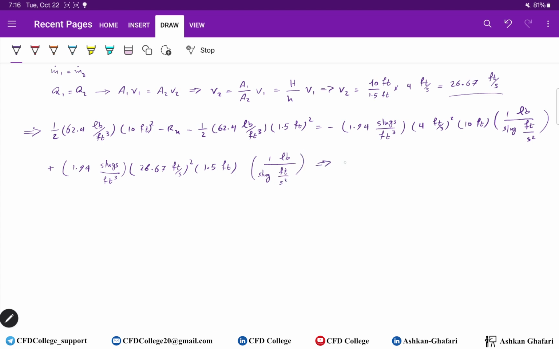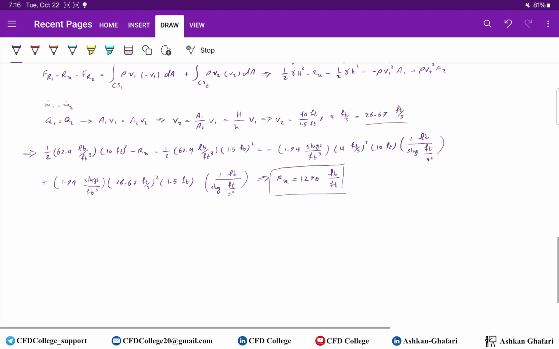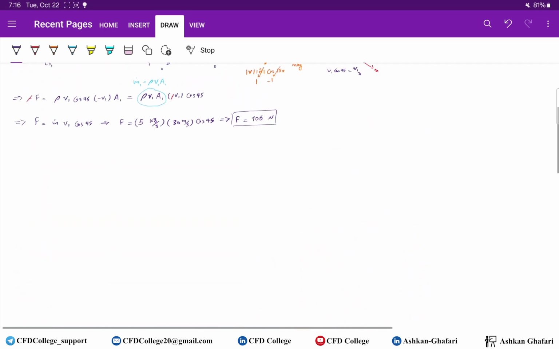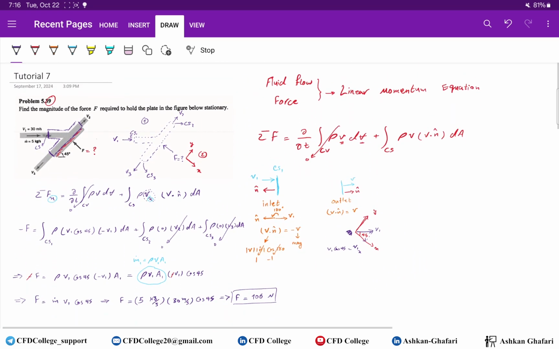So from this you can find Rx equals 1290 pounds per feet. So Rx is decreased, so we need less force to hold the gate in place.